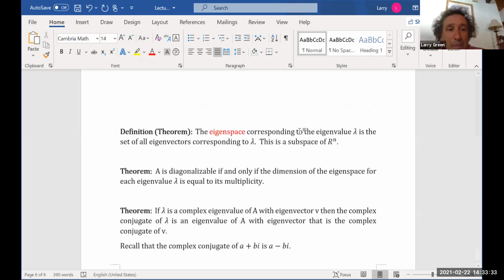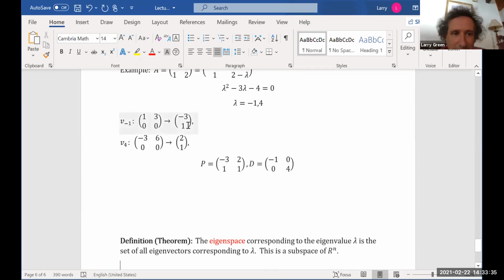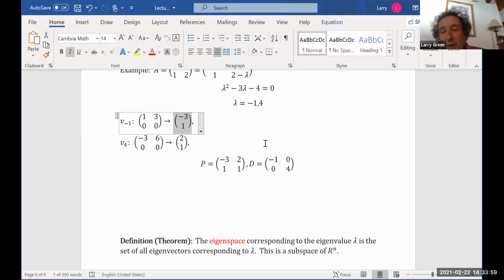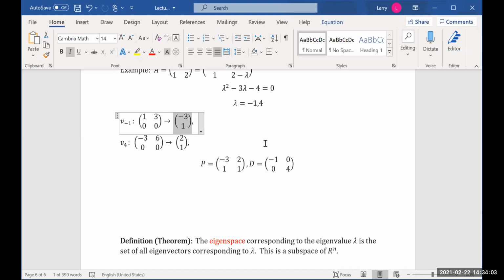Okay, so for example, in this example I just did, I found -3, 1 for this first eigenvector. Is that the only eigenvector that corresponds to -1? What do you think? No. Can you give me another one? Negative 6, 2. Yeah, -6, 2. You can multiply by any constant and you'll get an eigenvector. Do you see that?